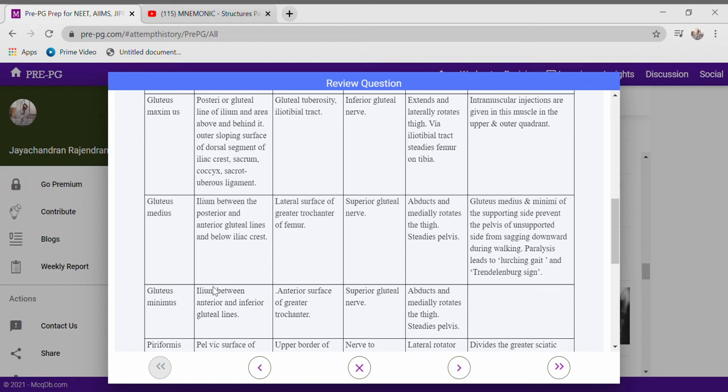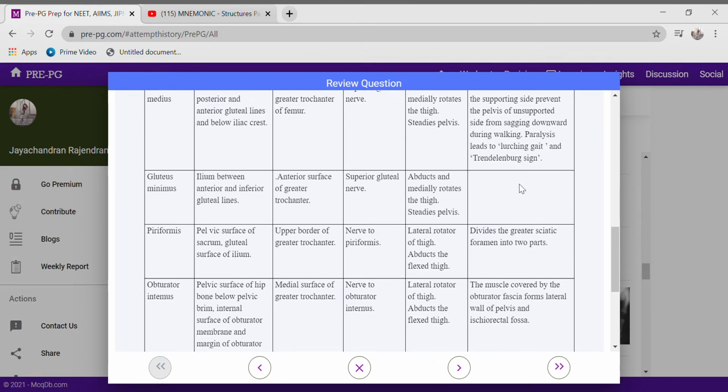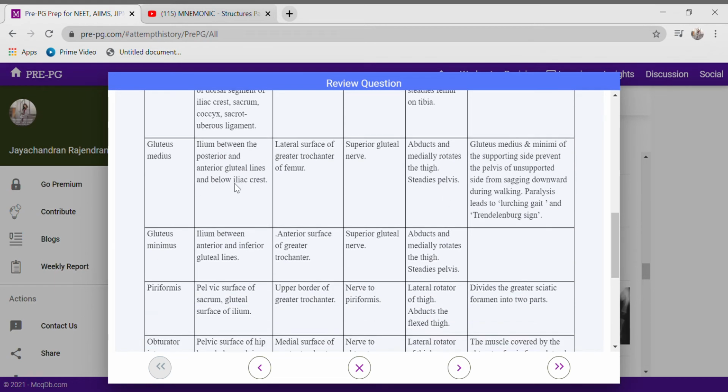If we take gluteus minimus, you have seen the anterior and posterior gluteal lines, but here in the ilium it is between the anterior and inferior gluteal lines. Here you get the anterior surface of the greater trochanter for insertion. Just compare the medius and minimus: same nerve, same action, and the special characteristics are also the same. Medius is between the anterior and posterior gluteal lines of the ilium, minimus between the anterior and inferior gluteal lines. Lateral surface of the greater trochanter for medius, anterior surface for minimus.